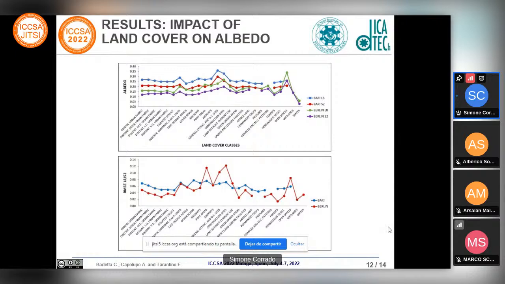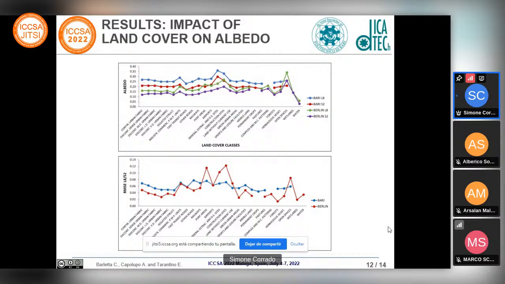there are some exceptions, such as regarding areas as port areas, probably due to scattering problems of the sea, or to the different geometric resolution between Landsat-8 and Sentinel-2. Or also other areas as construction sites or forests, for example, because they are not very present in Bari territory.